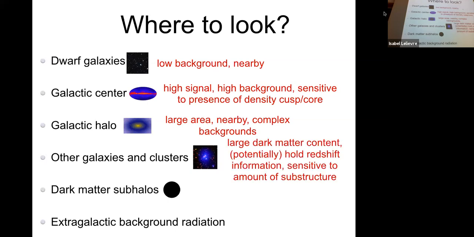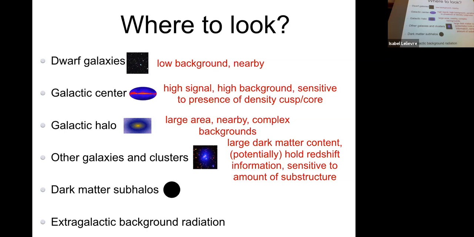We can look at other galaxies and clusters. They potentially have a large dark matter content. This comes back to this question of boost factor. There are models in which the boost factor is pretty large, and that could significantly enhance the average signals from extragalactic objects. They can potentially give us information about the redshift the signals are coming from.